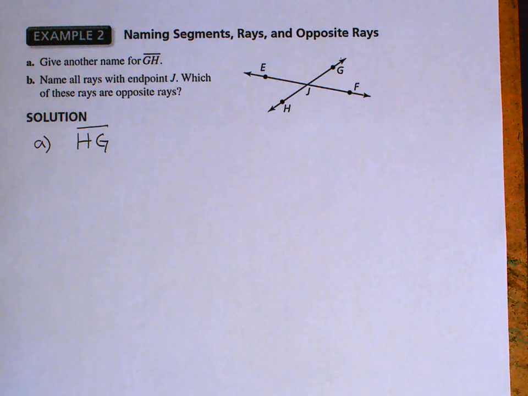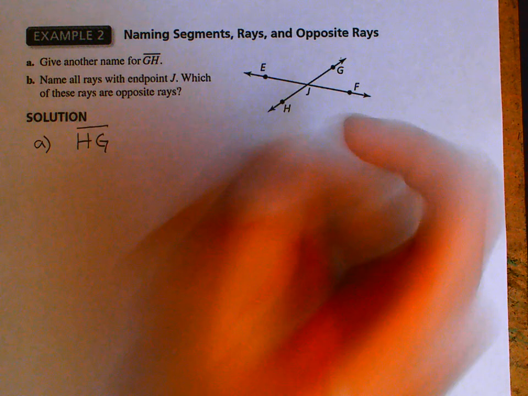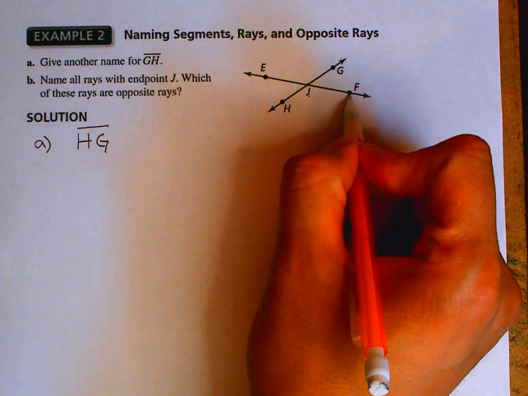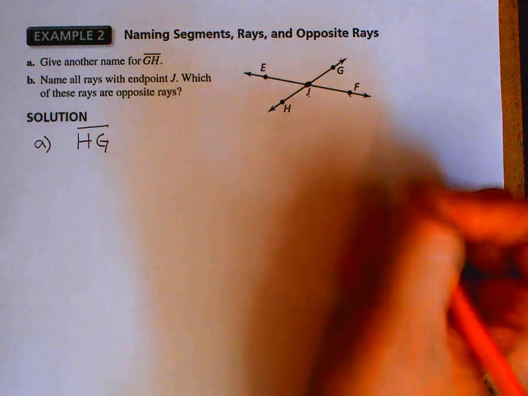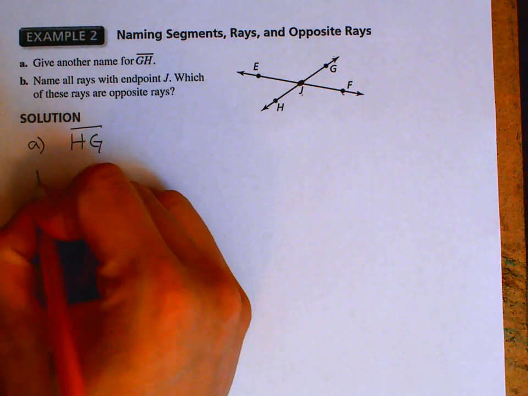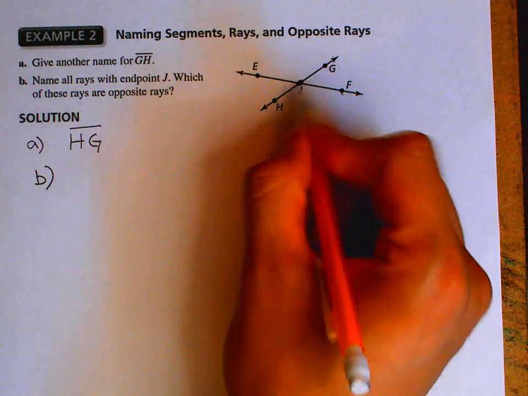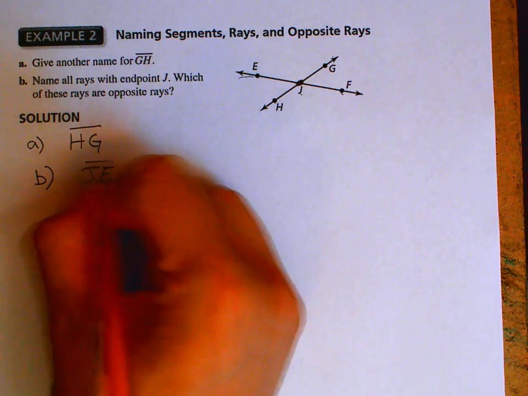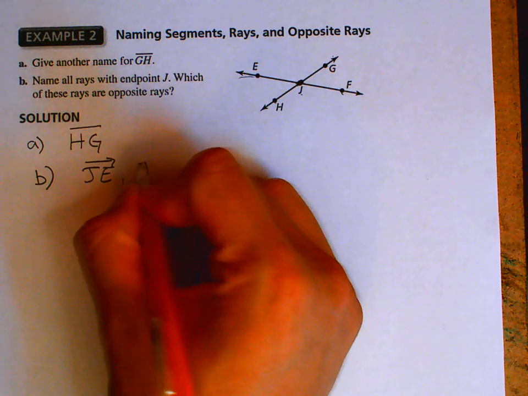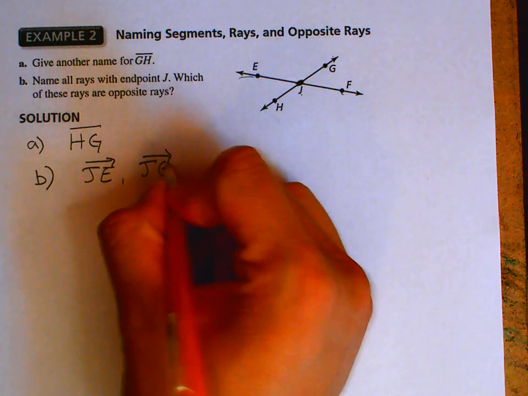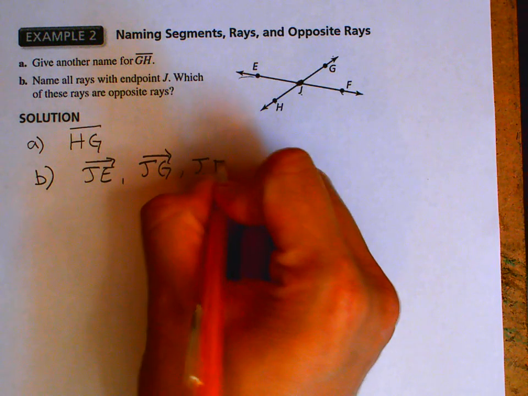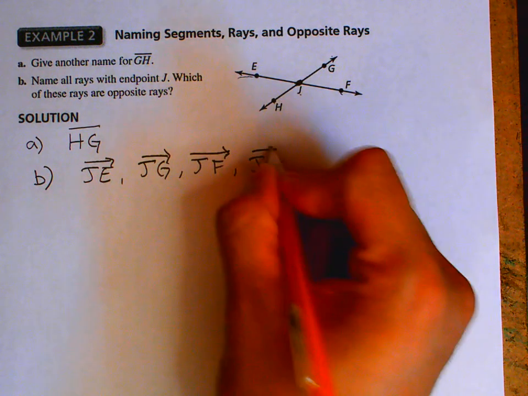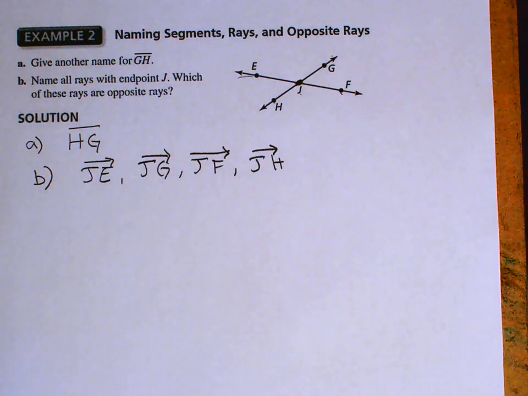Name all rays with endpoint J. Okay, well, where's J? J is right here. Now, even though there is no point, anytime there's an intersection of 2 lines, you can assume that there's going to be a point right there. So how many rays do you have? We have 1, 2, 3, and 4. So you have JE, you have JG, you have JF, and you have JH. So those are the 4 rays that you have.